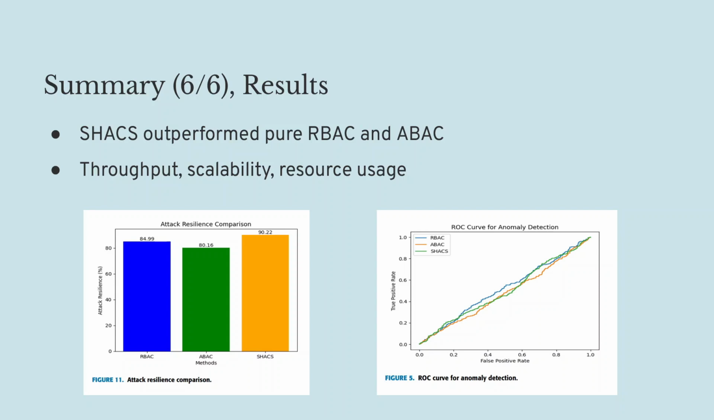In terms of resilience, SHACS had a 12.5% improvement over ABAC and a 10% improvement over RBAC. And as we can see in the ROC curve for anomaly detection, SHACS had an area under the curve 15% greater than RBAC and 10% greater than ABAC. Overall, the paper found that SHACS was a significant improvement, at least over these two.